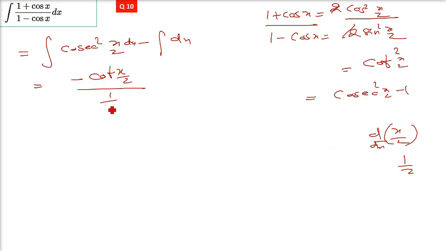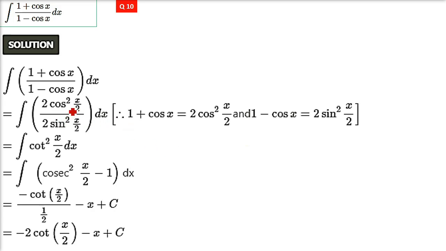And we need to divide it. And this 2 goes up. Integration of dx is direct, it's x only. So this has to go up. Minus 2 cot x by 2 minus x plus c. This is your final result. So this is the step-by-step reference for yourself.